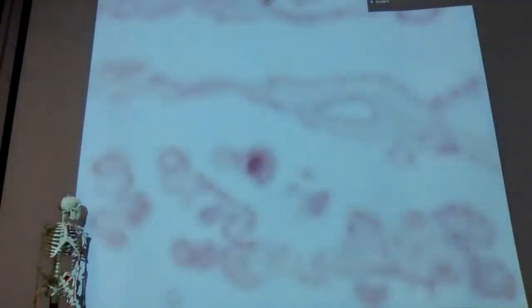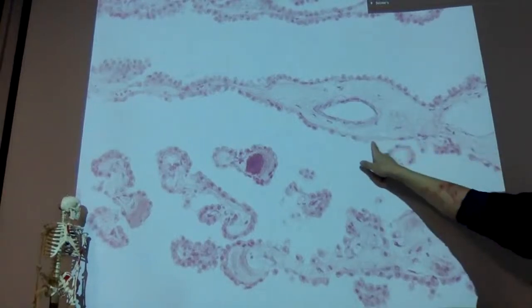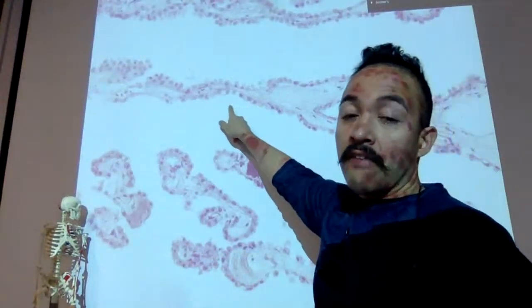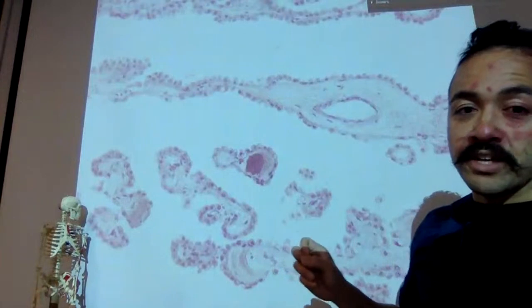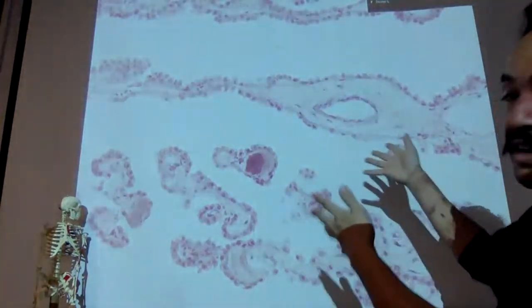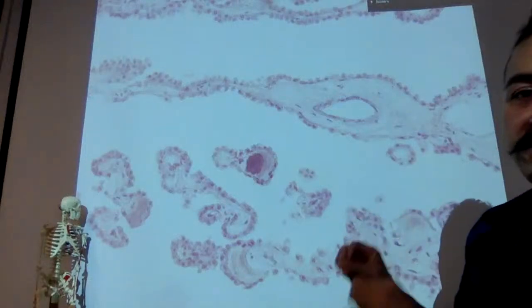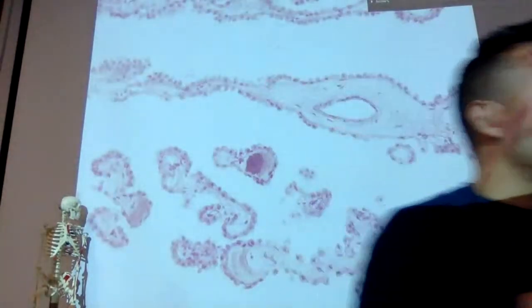This is 40x. Let me go to 100x. These are ependymal cells of the choroid plexus. They're producing cerebrospinal fluid. So we're in a ventricle of the brain right now. You only find choroid plexus in the brain. You don't find it in the spinal cord. Choroid plexus.